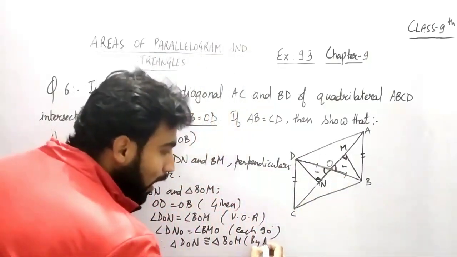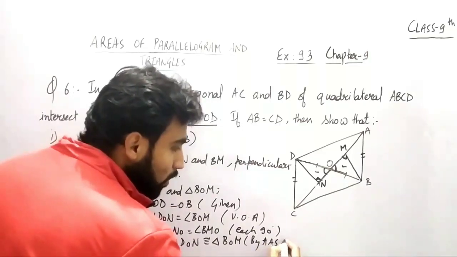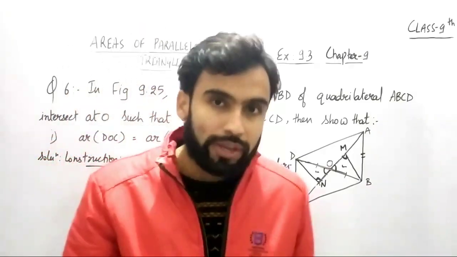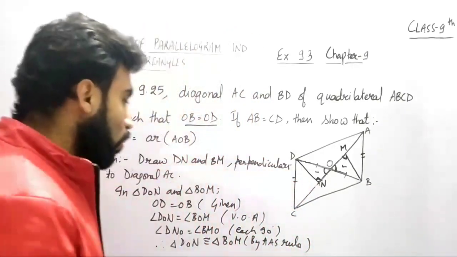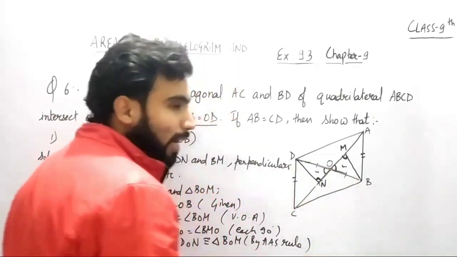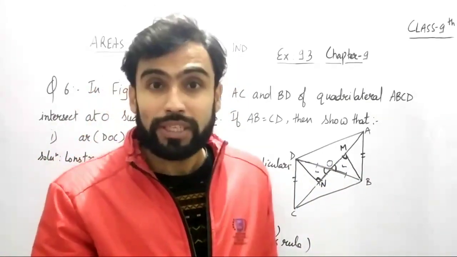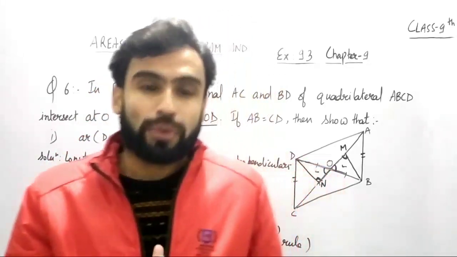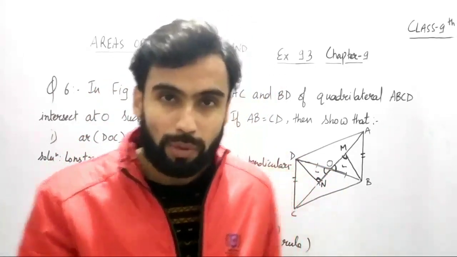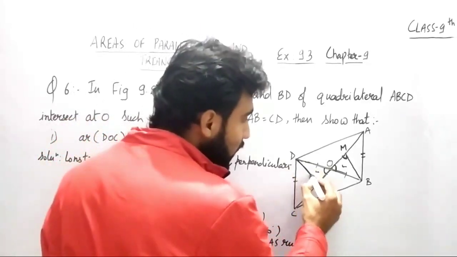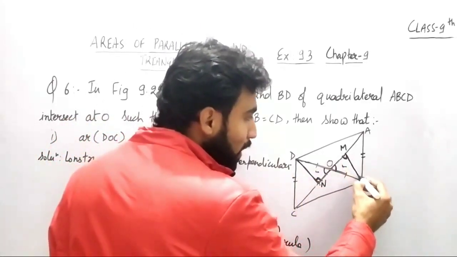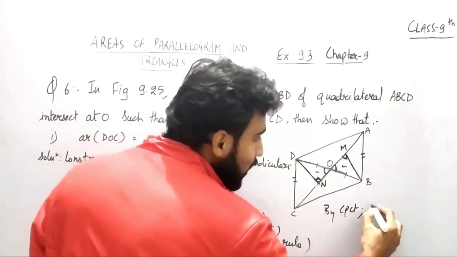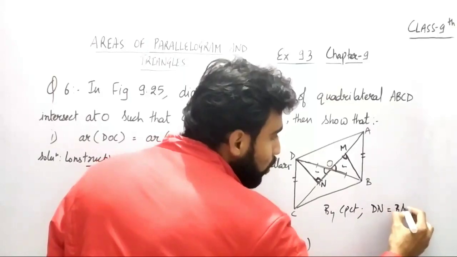So by AAS congruence rule, we can say that these two triangles are congruent, right? Also one more thing here. Now we know when we prove two triangles congruent, then by CPCT we can write all the three angles and all the three sides of those triangles are equal, right? So we can say that this DN is equal to BM. So I'm just writing by CPCT, we can say that DN is equal to BM, right?